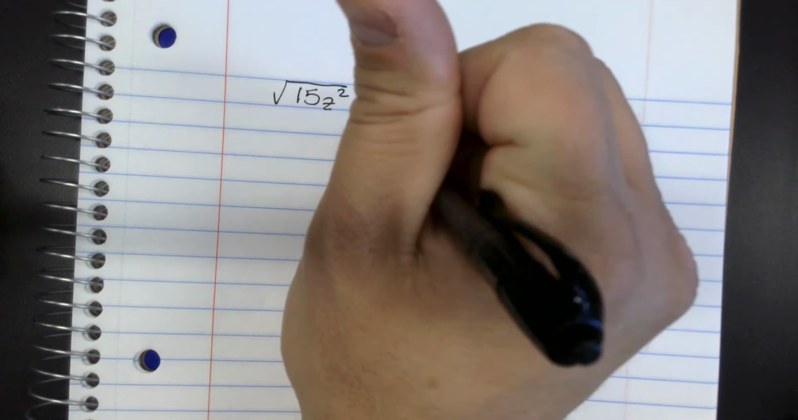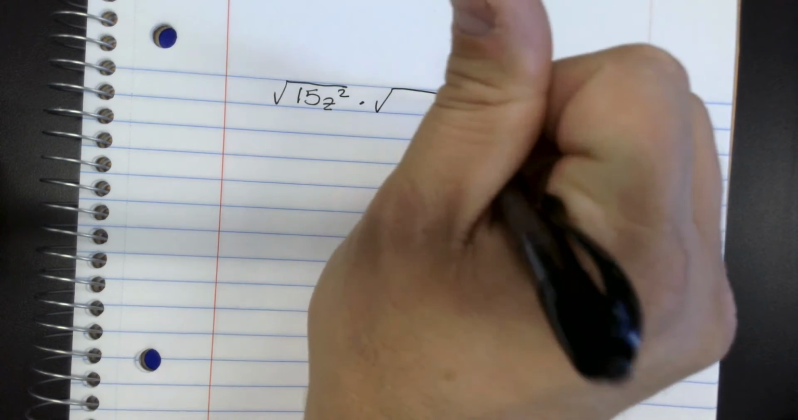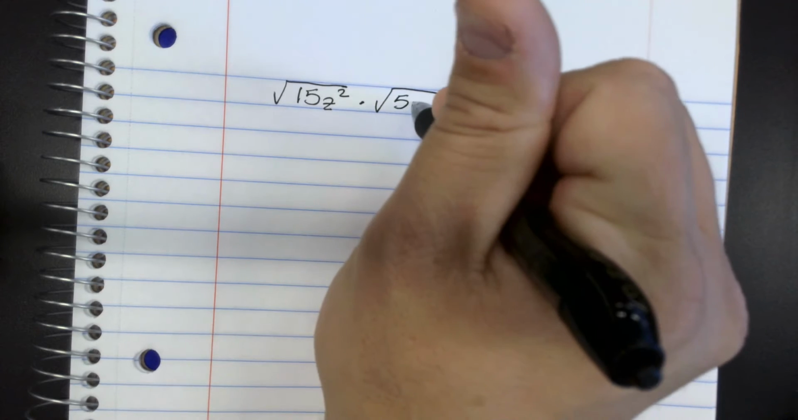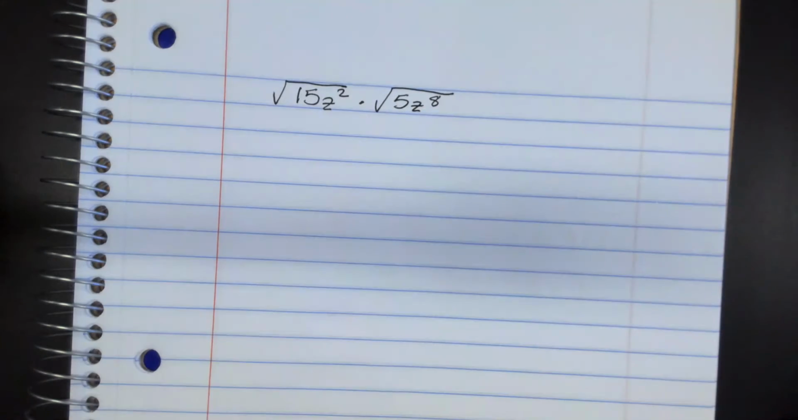Now we're going to multiply with some variables. So, for example, if I have the square root of 15z squared times the square root of 5z to the 8th.